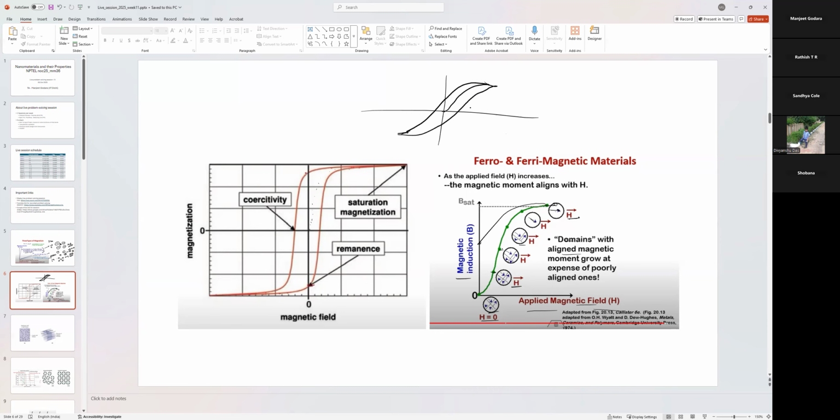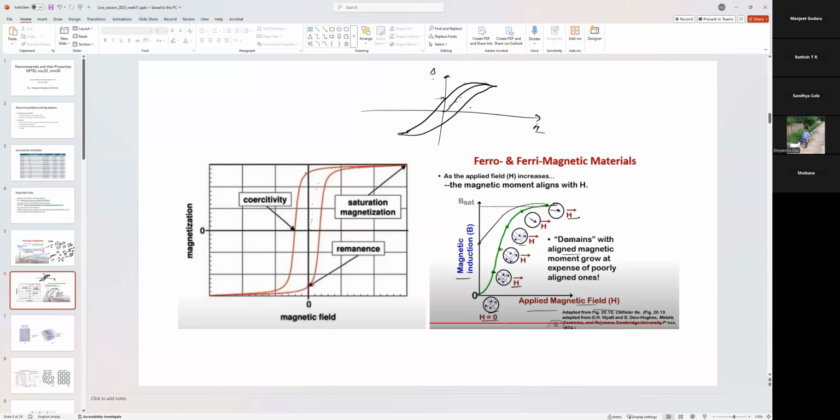Started from zero, you start applying magnetic field. Domains are aligning slowly. At this point, all the domains are pointing along the direction of the applied magnetic field. And you start reducing the magnetic field. After some time, you've removed all the external magnetic field. Still, there is internal induced magnetic field left. So you've now magnetized your material. It becomes a permanent magnet now.